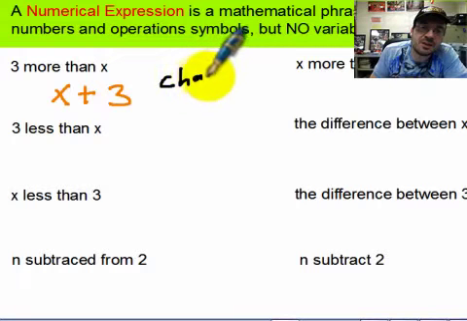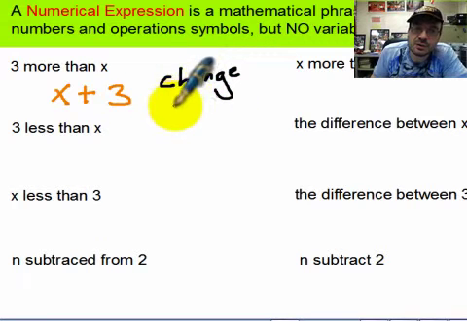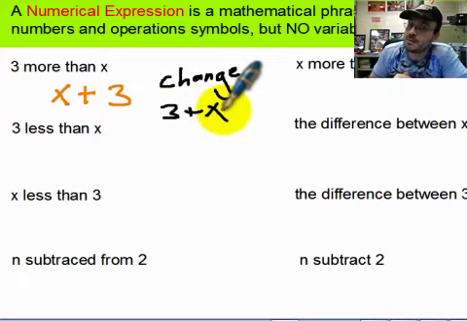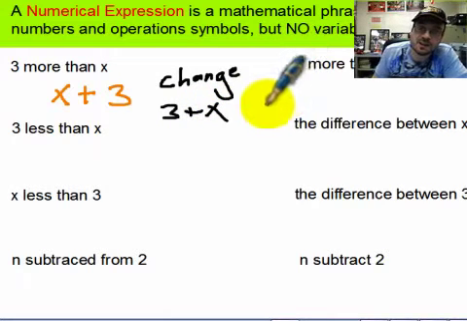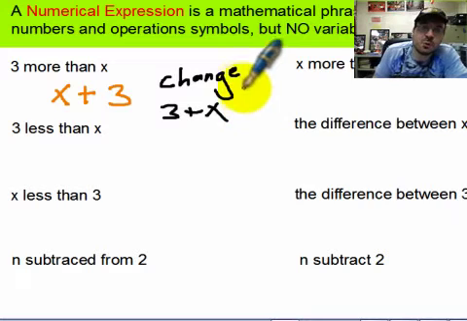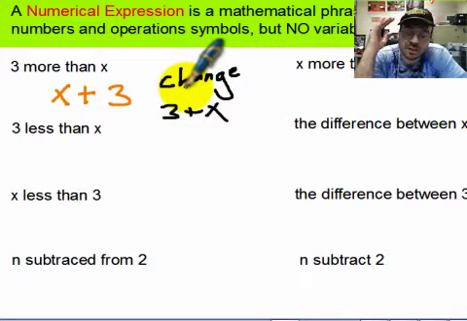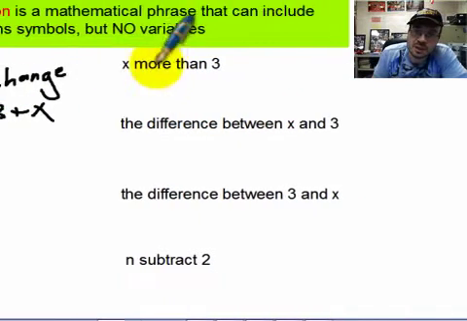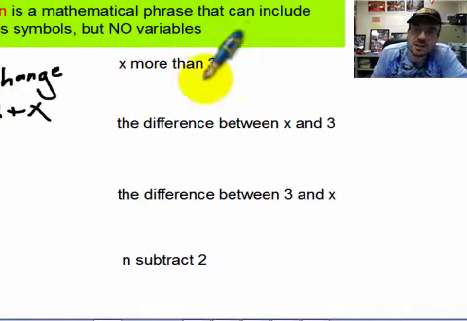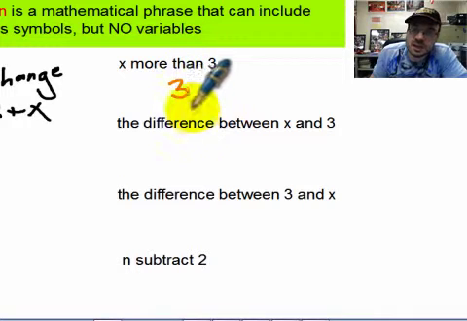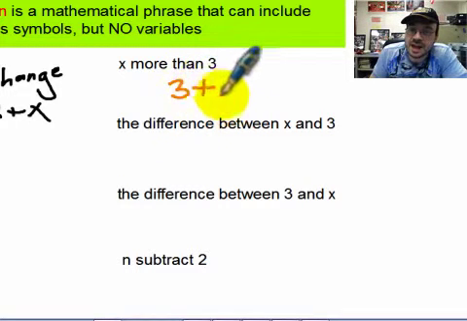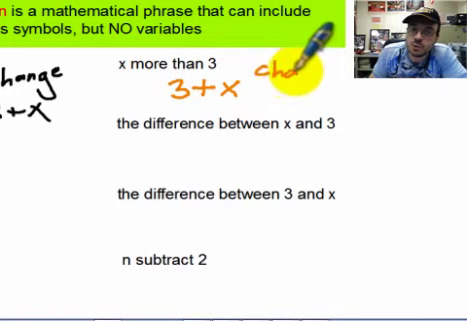Now because this is addition, it doesn't matter so much whether you write x plus 3 or 3 plus x, but sometimes it might make a difference. When you subtract, it makes a big difference. So just be aware of whether the order changes or stays the same depending on what words you're dealing with, okay? So the next one, x more than 3. So I start with 3. If I want x more than that, I add x. So the order changed again for the words more than.